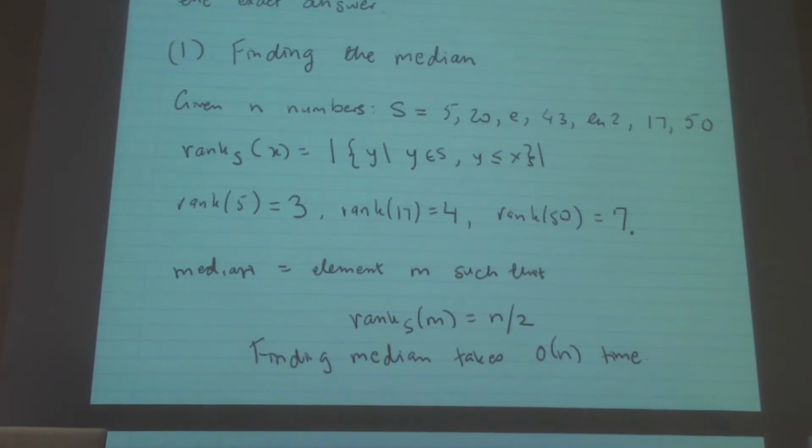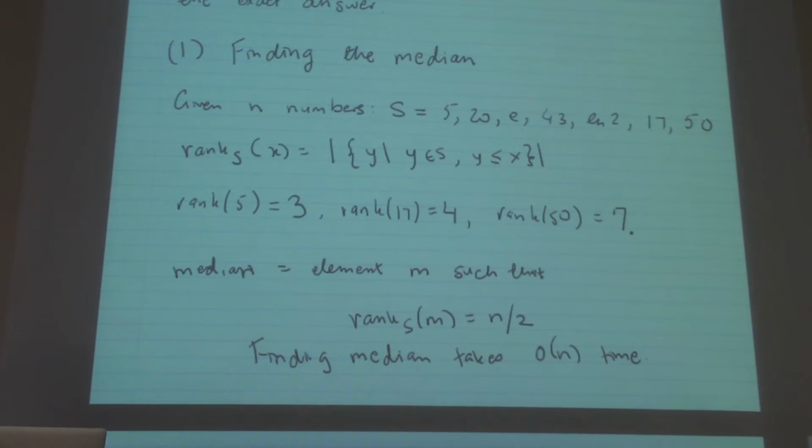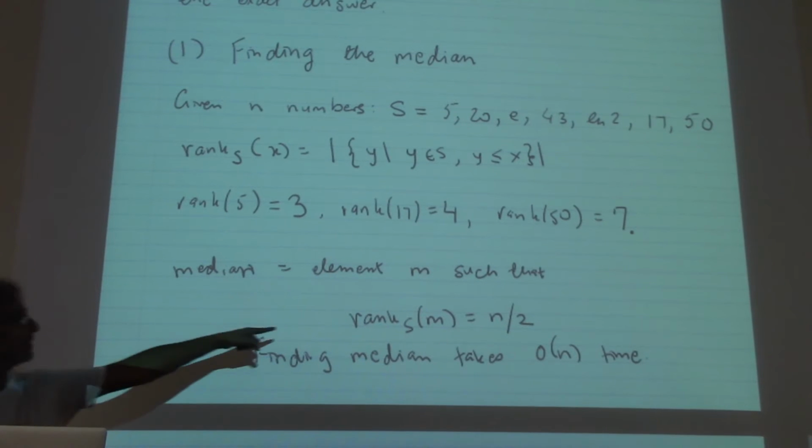Of course the median is the middle of the list. But since we're talking about approximations, I want to have a number as an output. So I'm going to say the median is an element whose rank is (n minus 1) over 2, well, in this case it should be that. So in this case the median is 17.